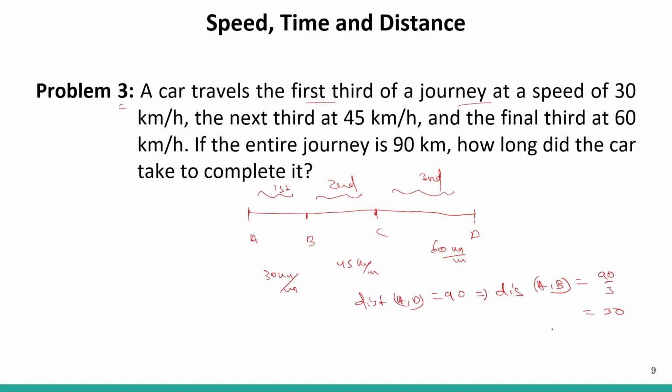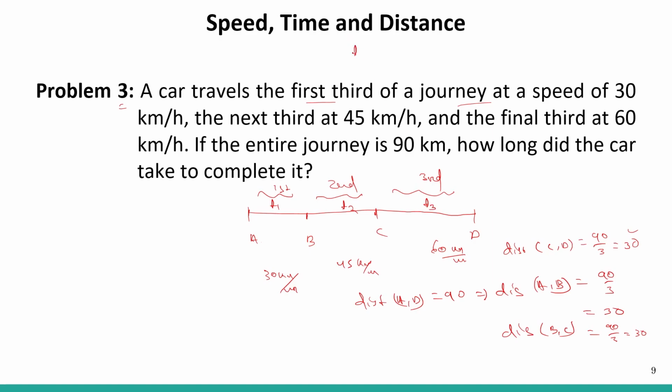So the distance between B and C will be what? It will be 90 by 3, so it will be 30, right? So the distance between C and D will be exactly 90 by 3, which is equal to 30, right? So in each case, let the time taken to cover the first part be T1, the time taken to cover the second part be T2, and the time taken to cover the third part be T3.